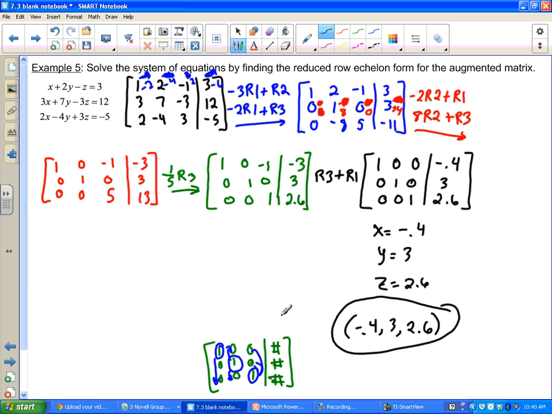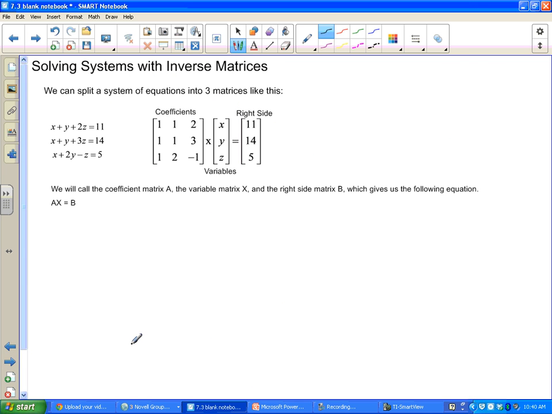So there is row echelon form and elementary row operations. Now we want to talk about solving systems with inverse matrices. So what we can do is we can split a system of equations into three matrices like this. So this was actually an earlier example that we had. And what we can do is we can split it up into its coefficients. So 1, 1, 2, 1, 1, 3, 1, 2, negative 1. This x right here is a multiplication sign. We times that by the letters we have, x, y, and z, and that equals what we have right here, the right-hand side of our equations, 11, 14, and 5.